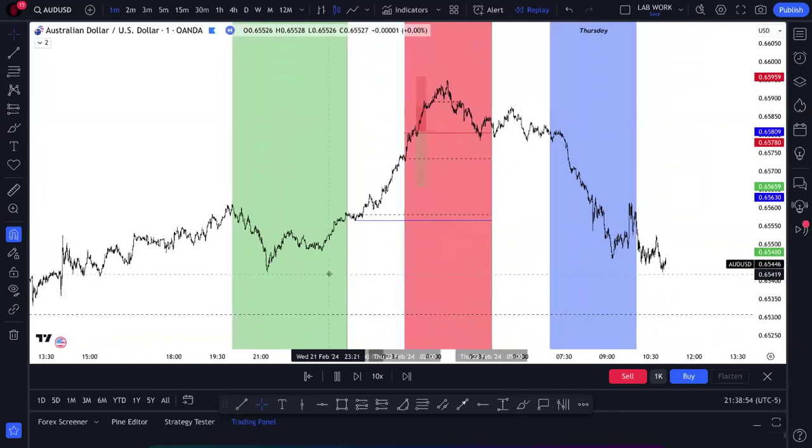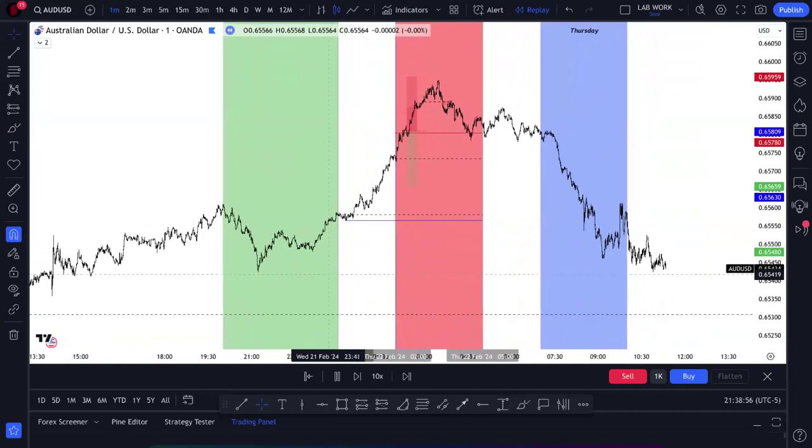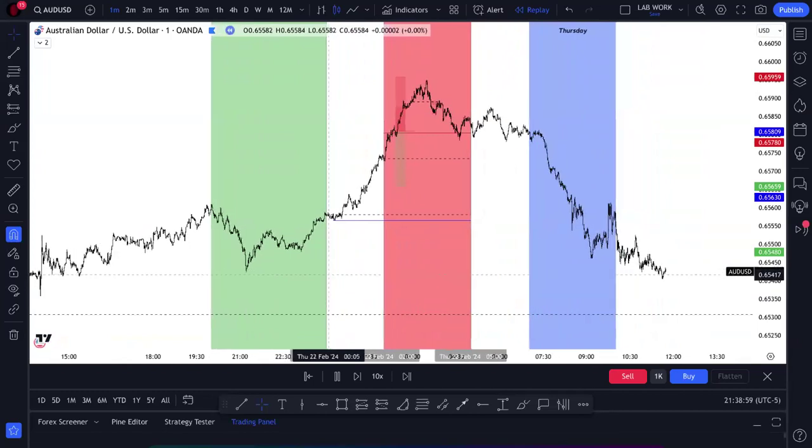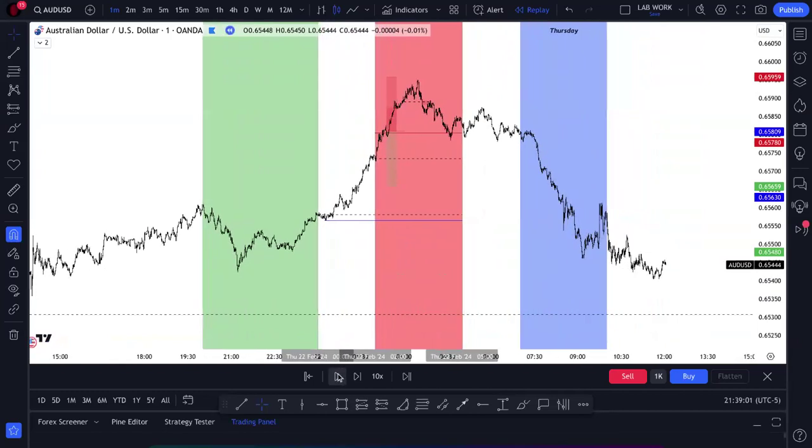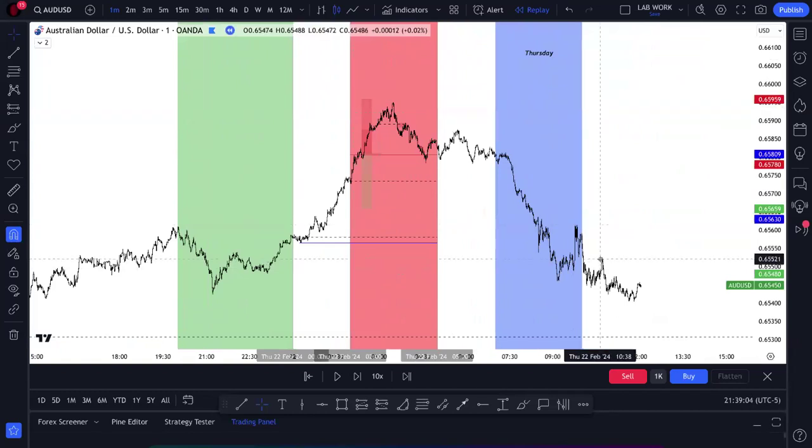So close. And we'll pull back and then sell off. There it is. So Asian session low tagged. So accumulation, manipulation, distribution. Your classic AMD. Looking to sell in London above the Asian session high if you're going to be a seller. So that's just a little tip.